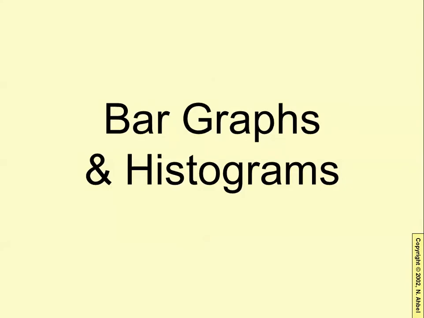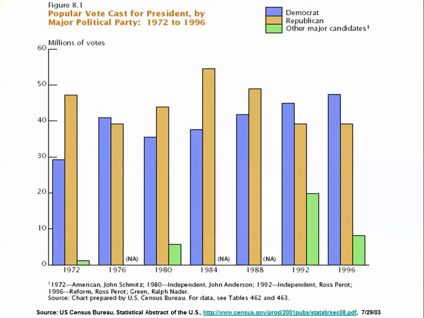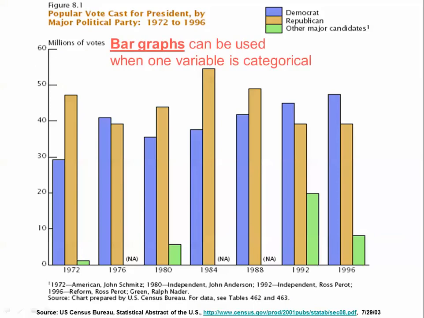Bar graphs and histograms are important univariate displays, and the last two that we'll look at in this chapter. So first of all, bar graphs can be used when one variable is categorical, and the main purpose for discussing them here is to make a distinction between bar graphs and histograms, because we do very little or no work with categorical data in this chapter. But anyway, a bar graph.